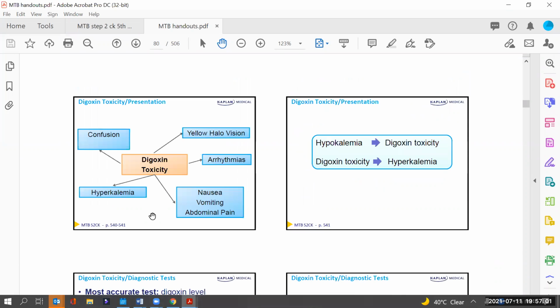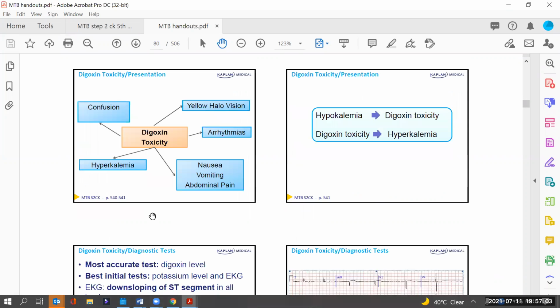So the 1 or 2 recalls are based on this. The second is the presentation. You are going to see the patient presenting with these symptoms. What will be the toxicity? Straightforward recall. Mostly the patients are presenting with confusion. They are having high potassium in the blood. They are having nausea, vomiting, abdominal pain. Of course, because of the increased level of potassium, you will see arrhythmias. And again, this is very important to see in the recall.